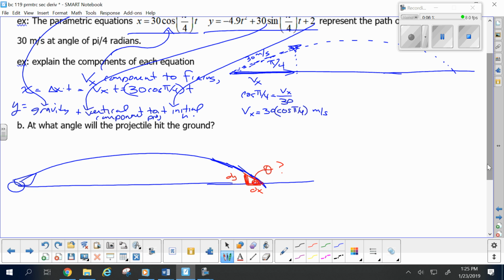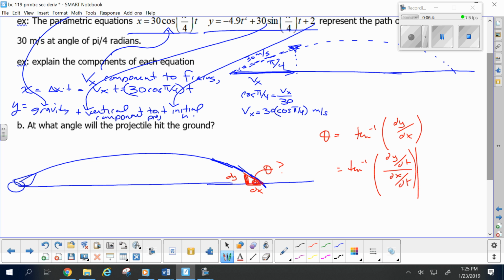How could you find theta? Come on, I could get a trig kid to come in here and do that. Inverse tangent of dy over dx. Now, given that we have parametric equations, not a y-in-terms-of-x equation, we typically do that by dy/dt over dx/dt.